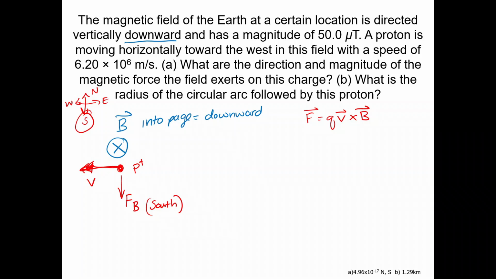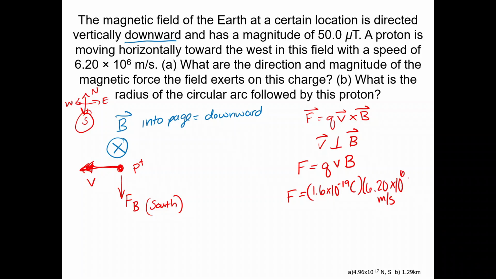Now because the velocity into the page and my west field are going to be perpendicular to each other, I can state that my velocity is perpendicular to my magnetic field, so that my force magnitude is just going to be qvB. I am looking for the magnitude of that force, so I would plug in the charge. It's a proton, so q is going to be 1.6 times 10 to the negative 19th coulombs. My speed is going to be 6.20 times 10 to the 6th meters per second.